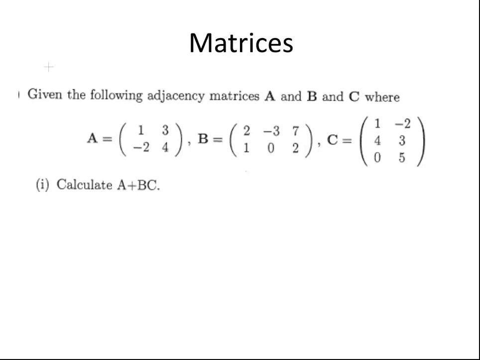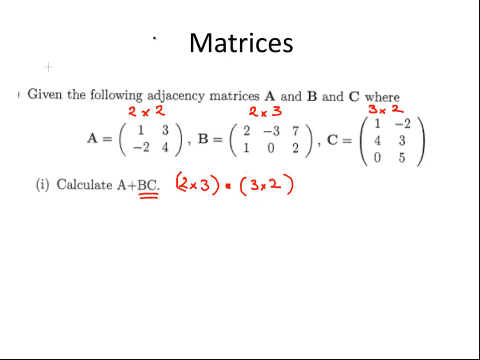So first off, what we're going to do is just look at the dimensions of each of the matrices. A has 2 rows and 2 columns, 2 by 2. B has 2 rows and 3 columns, so that's a 2 by 3. And C has 3 rows and 2 columns. Okay, so first off, B and C. What are the dimensions of B and C? Well, that's a 2 by 3, that's B, and 3 by 2.